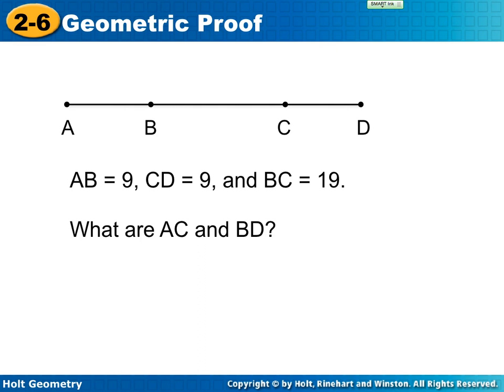I want you to figure out AC and BD's lengths. It might help to draw the picture and put the numbers on the diagram, on the example at the bottom of the page. AB is 9, CD is also 9. BC is 19. How long is AC? How long is BD?